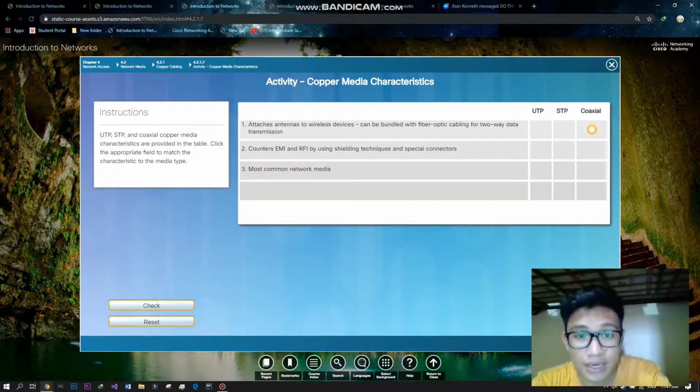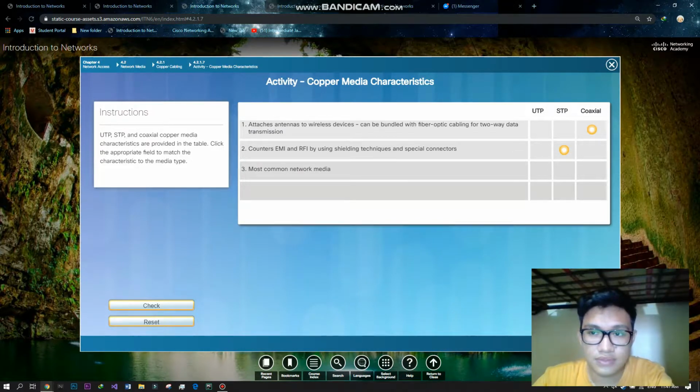Counters EMI and RFI by using shielding techniques. The word is there: shielding techniques and special connectors. It's the STP, the shielded twisted pair. And number 3, the most common network media. As I said before, the most common is the UTP or unshielded twisted pair.